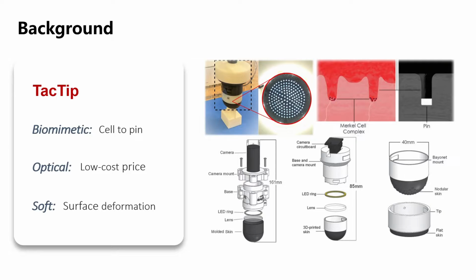The TacTips are a range of biomimetic optical soft tactile sensors developed by the Bristol Robotics Laboratory. They are inspired by biomimetic principles, that is, transducing the deformation on the skin surface via pin movement. The pins are just like the cells within our human fingertip. When we use a hand to touch something, the cells within the fingertip give us feedback, and the pins can achieve a similar function to the cells.